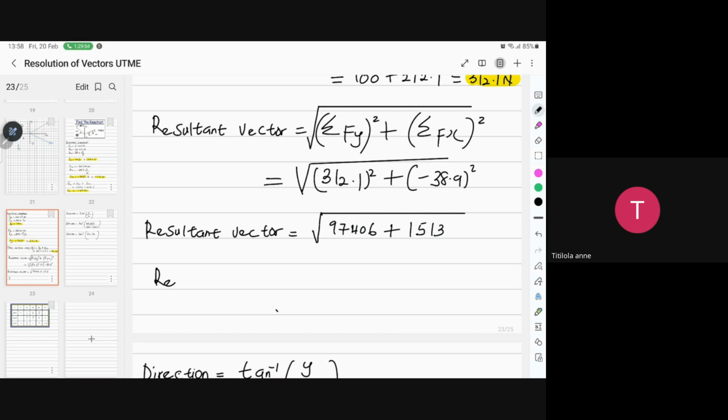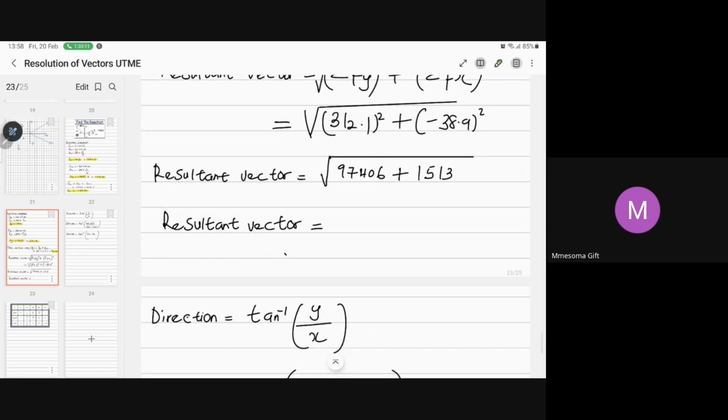I can't hear the voice of Ferrami. Is she on the call? So the resultant vector. All right, guys, take the square root and give me the value. Nice. Square root and give me the value, please.